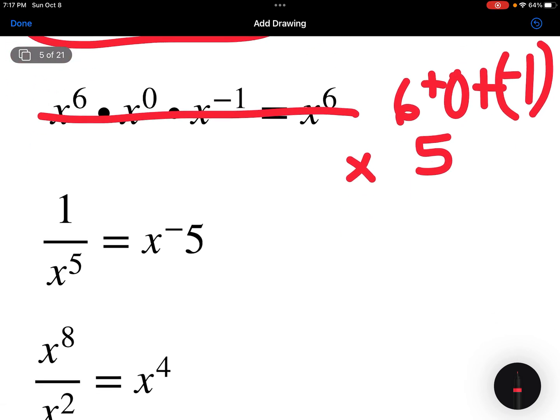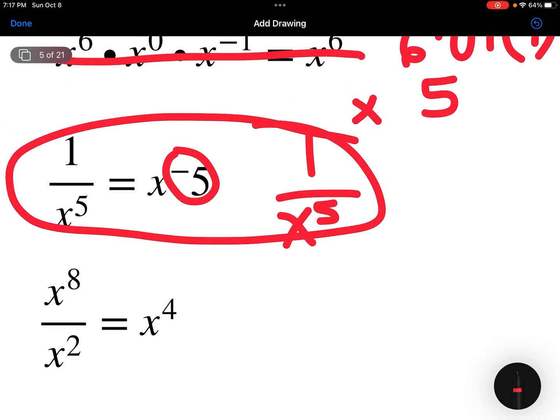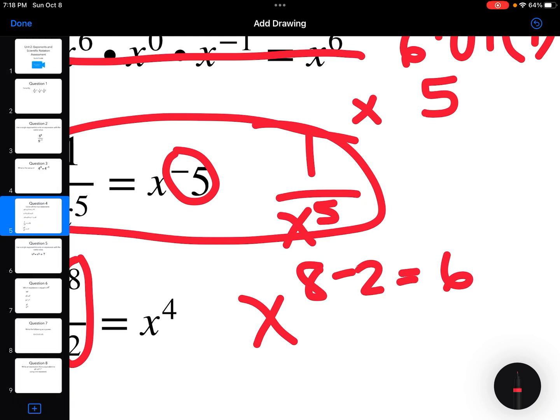So that's not true. Anytime you have a negative exponent, it pushes the value into the denominator, or basically it changes the fraction. So it causes it to be the inverse. So this one is true. And then for here, we have the quotient property. So I have x is 8 minus 2, which would be 6. So this one's not true.